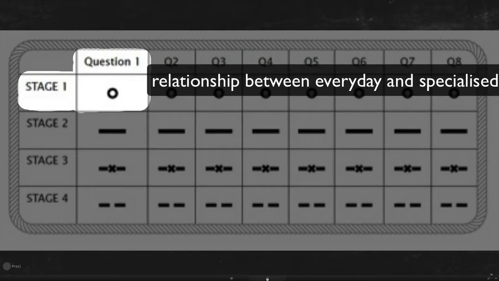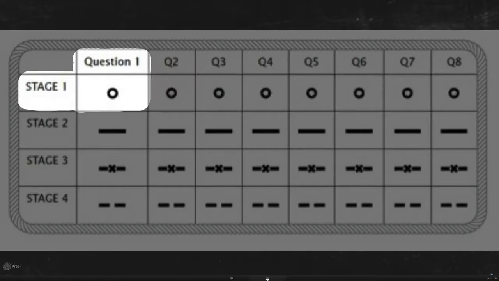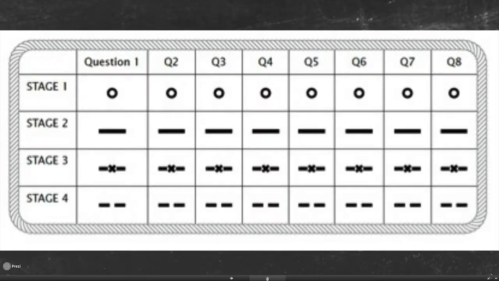And by zero, what I mean is that because the teachers don't really know yet what the full extent of the formalized knowledge is, you can't have an open relationship between the everyday and the specialized. And so we run through all the questions.